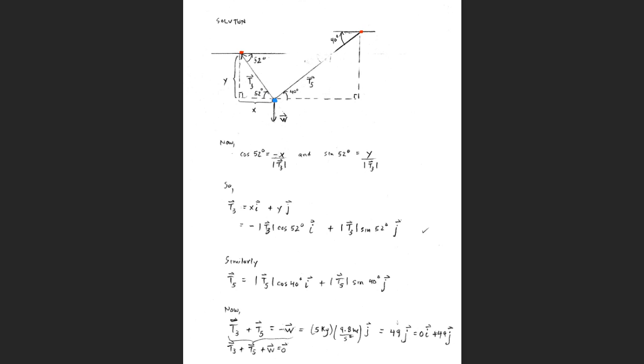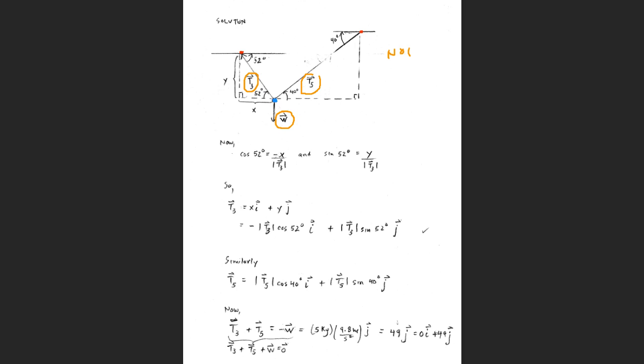Now what's happening is the weight, the holiday decoration, which has a mass of 5 kilograms, is being suspended. So it's not moving. The decoration wants to drop due to gravity, but it's being held up by the 2 ropes. And so you have these 2 tension forces, T5 for the 5-meter rope and T3 for the 3-meter rope, which are acting against the weight vector.